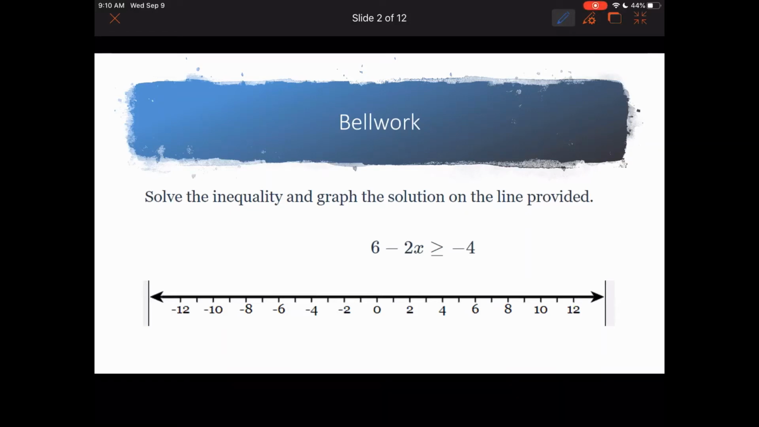For your bell work today, we're going to review something we learned last week. Solve the inequality and graph the solution on the line provided. Pause the video here for 5 minutes.